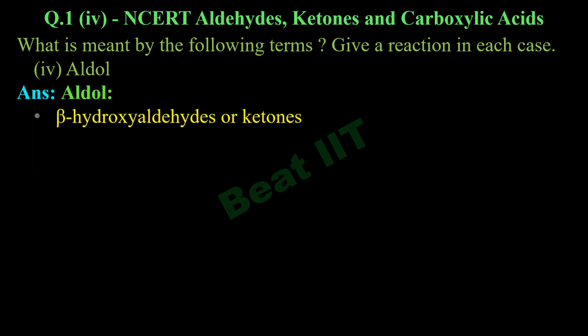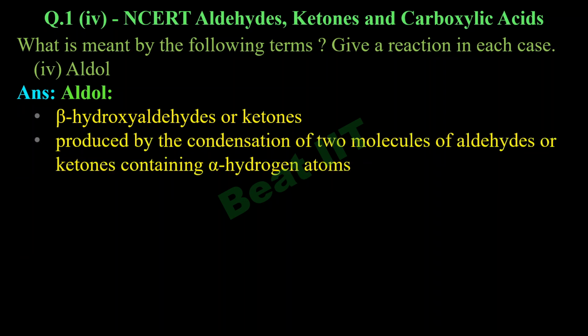Aldol. Aldols are beta hydroxy aldehydes or ketones. Okay, so at beta position we have hydroxy, so that's why beta hydroxy, produced by the condensation of two molecules of aldehydes or ketones containing alpha hydrogen atom. Okay, alpha hydrogen atom means just near to the functional group.